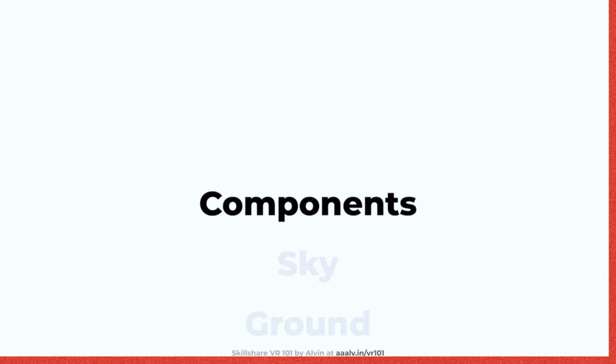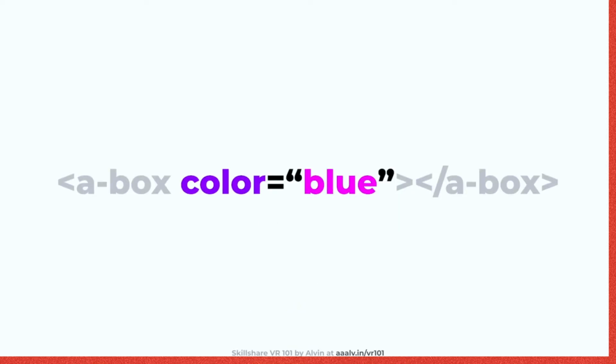Let's start with components. Here is a component that we've seen before. The color component has one value, blue. This is called a single property component. It has one property, which is the value of the color.